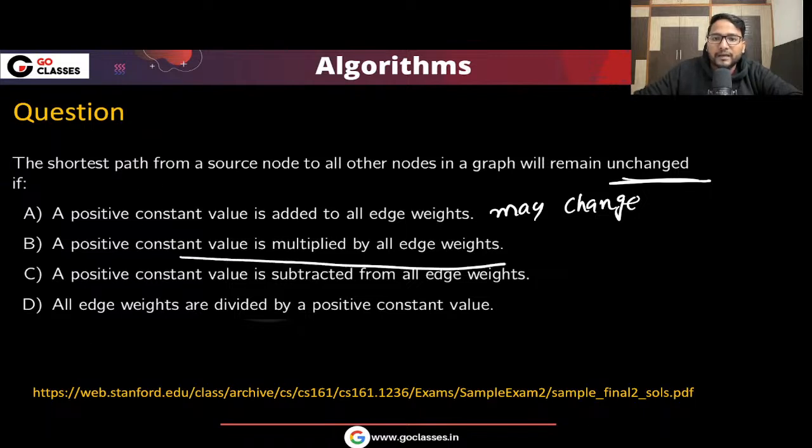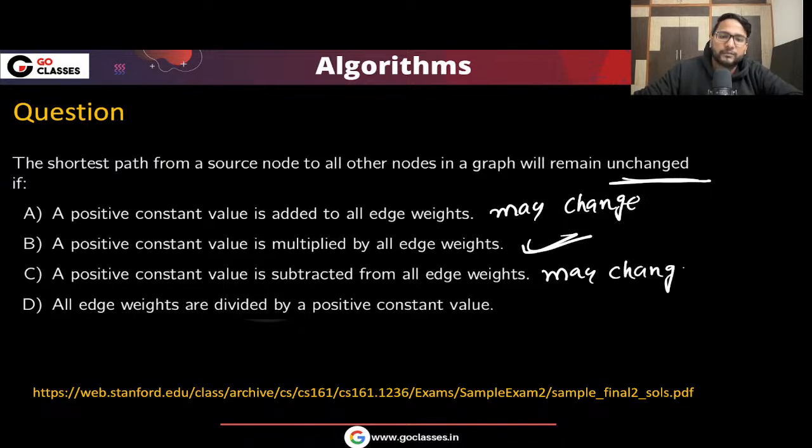If you multiply, then this is the answer. A positive constant is subtracted, it may change. Multiply or divide, it will be the answer, right? So what is the answer here? The answer is B and D.